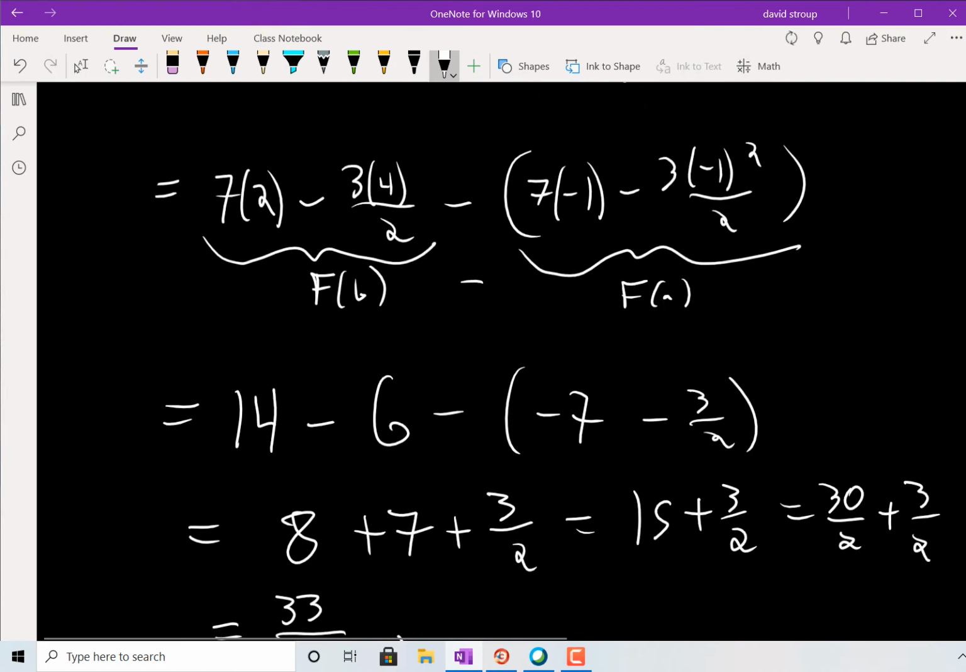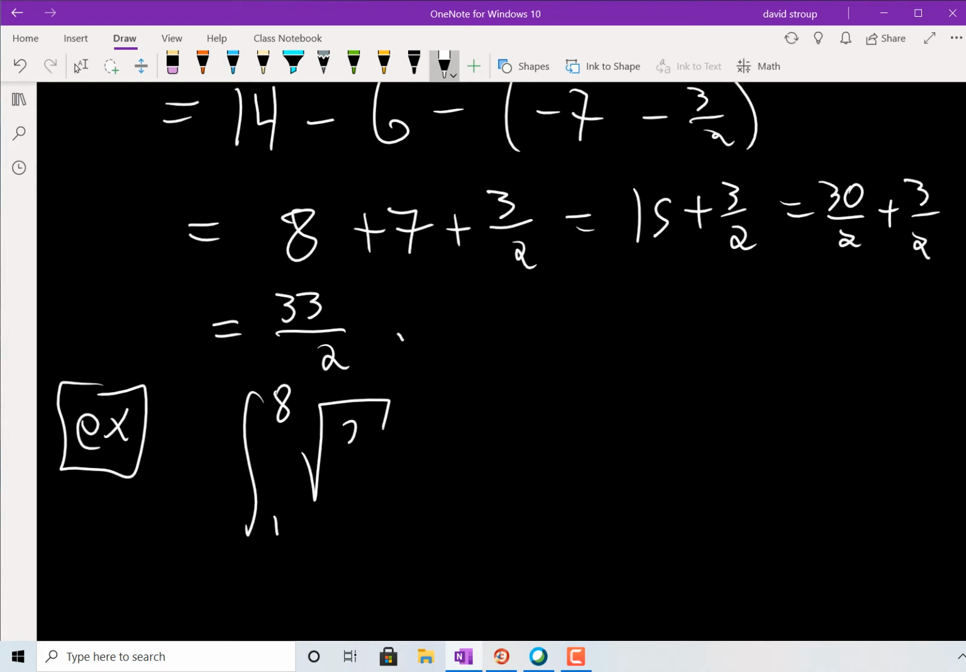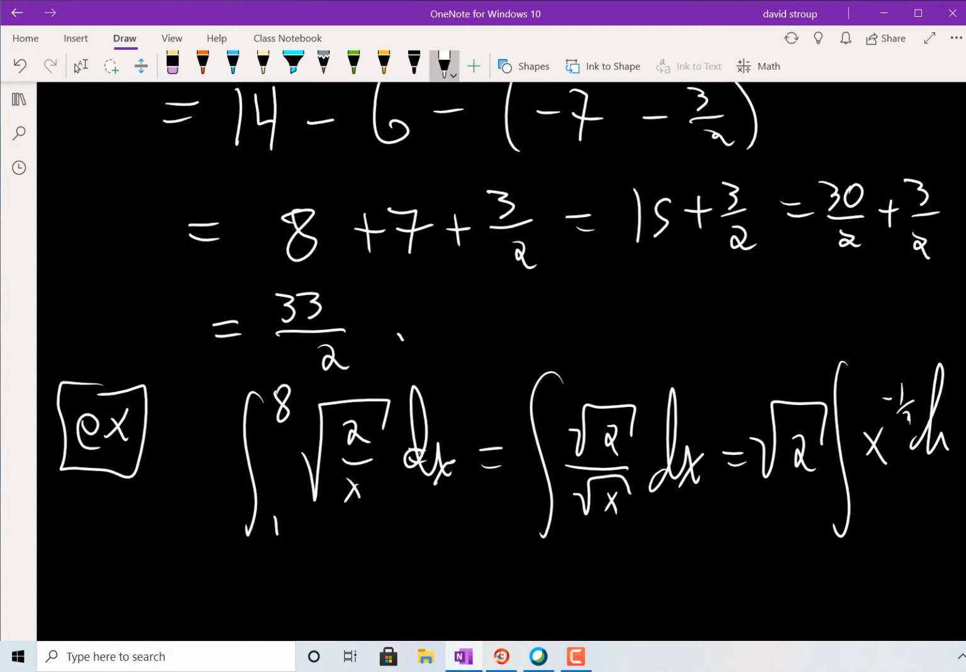Okay, so let's do another, and you're going to do kabillions of these hopefully. Example: the integral from 1 to 8 of the square root of 2 over x dx. First things first, I'm going to rewrite everything. The square root of 2 over x is the same as the square root of 2 over the square root of x. I can factor out the square root of 2 and get the integral of 1 over the square root of x, which is x to the -1/2 dx.